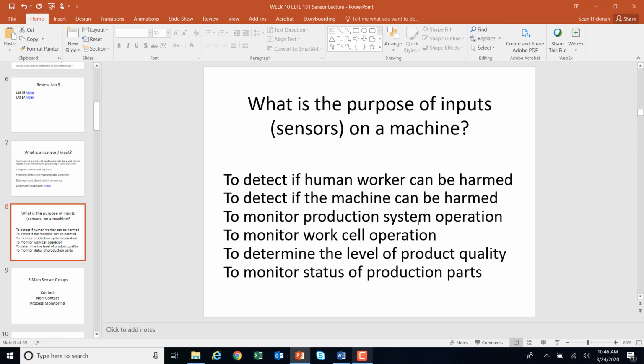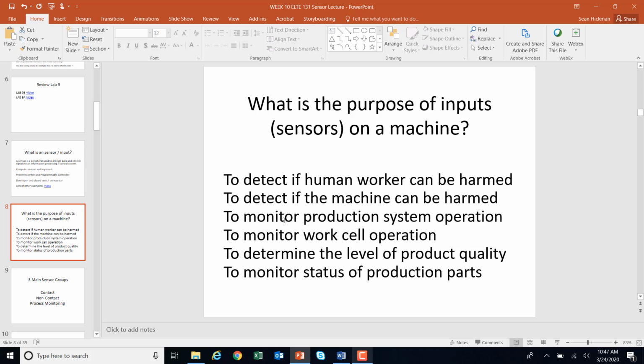So what is the purpose of some of the inputs on a machine? So, to detect if a human worker could be harmed. In automation, you're going to see something like this, and a good example might be a light curtain, where you have to have your hands out of the machine for it to be operated. We will demonstrate what a light curtain is. To detect if a machine can be harmed, so we don't want the machine to damage itself. For example, a robot has a force sensor on it. If the robot starts pushing too hard on something, the robot will know that, and it will pause. So it might be like a force sensor.